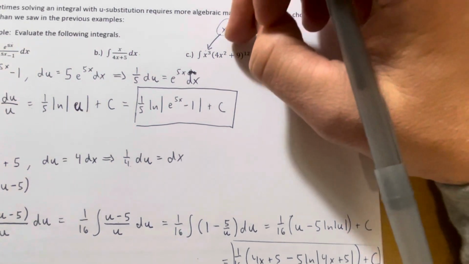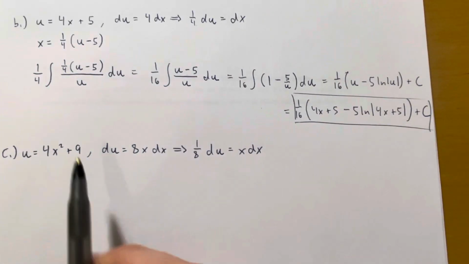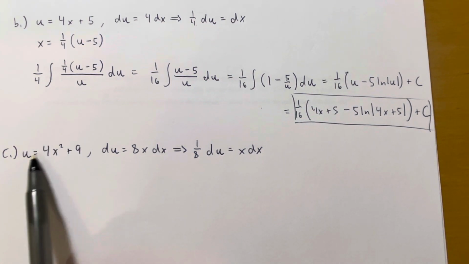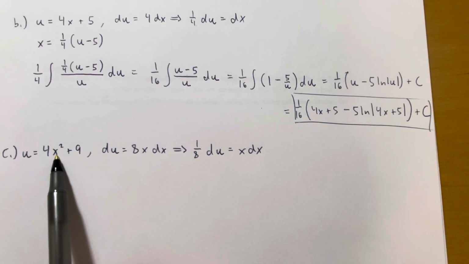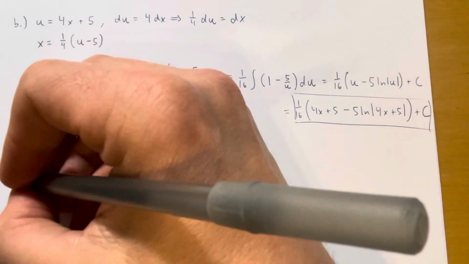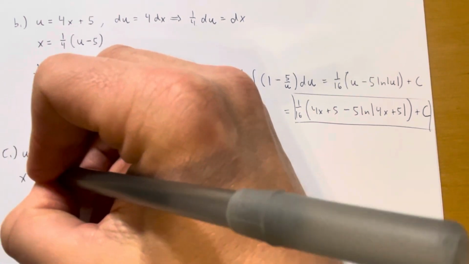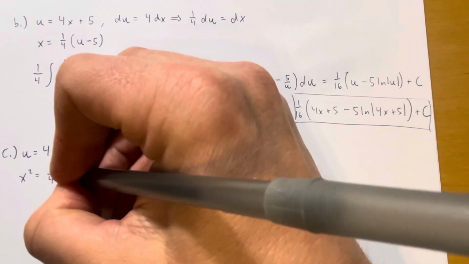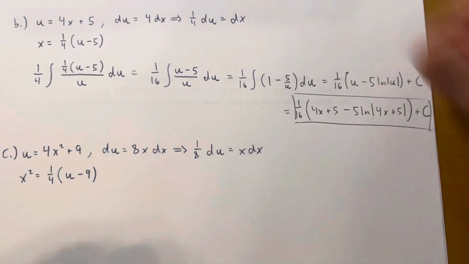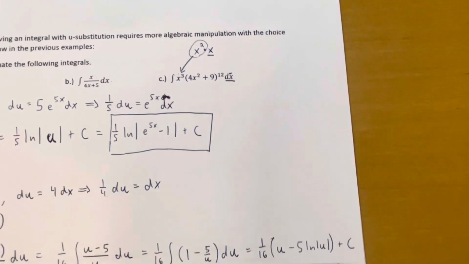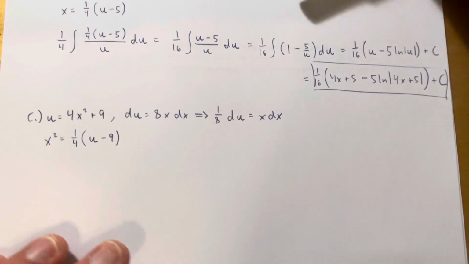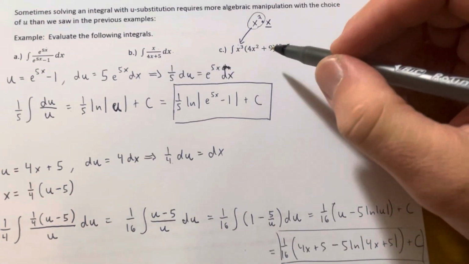Well, fortunately, that x squared has an appearance over here. X squared is related to u by this equation. If I solve for x squared, I would be subtracting 9 from both sides and then dividing by 4. So I would get x squared equals 1/4 times u minus 9. Okay, so this x squared I can replace by this expression here, 1/4 u minus 9. Let's do all of those substitutions in this integral right here.